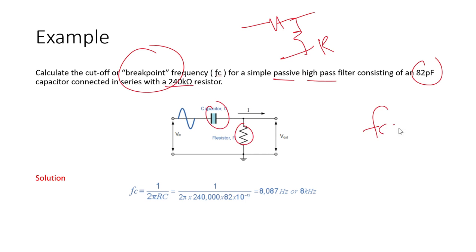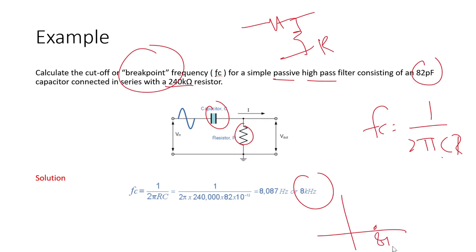So FC would be equal to 1 over 2 pi RC. Put these values in it and we will get what? 8k hertz. So if we draw this and this is our 8k, what will happen? This will be something like this. So at 8k we will get our 45 degree point or minus 3 dB point, and after that we will get our desired signal to go up.